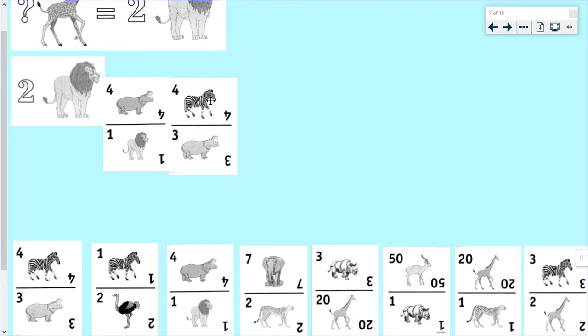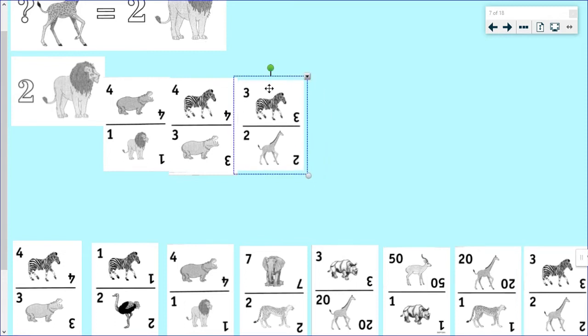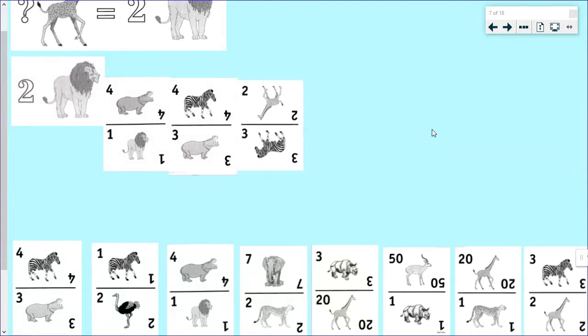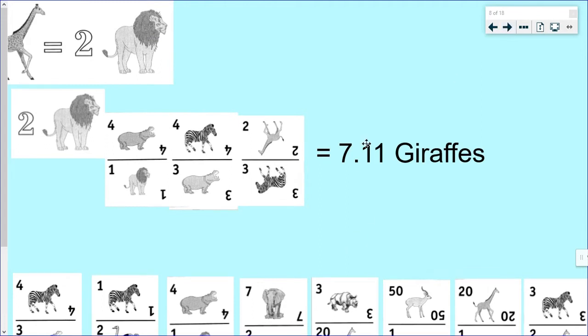Now I've got zebras, and I'm trying to go zebras into giraffes, and I've got a card here that will allow me to do that. But again, this is going to give me zebras squared. I need to get rid of zebras. So if I flip it over, then I end up with the correct way of doing this problem. So just double checking, my lions are going to cancel, my hippos cancel, my zebras cancel, and that's going to leave me with giraffes. And when we multiply across the top and divide by the values in the bottom, we end up with an answer that is 7.11 giraffes.